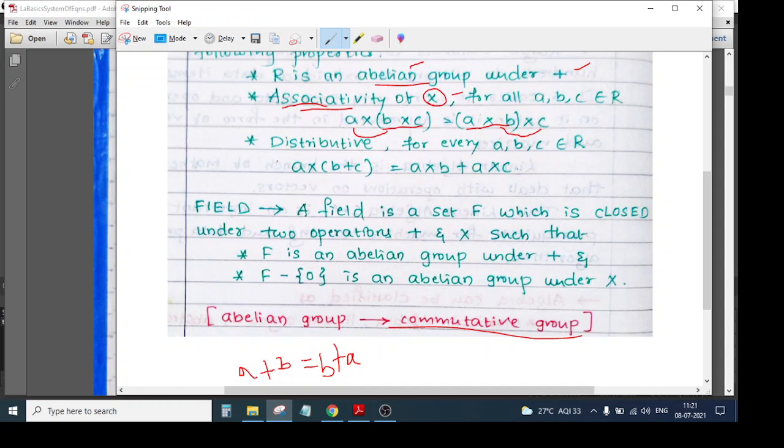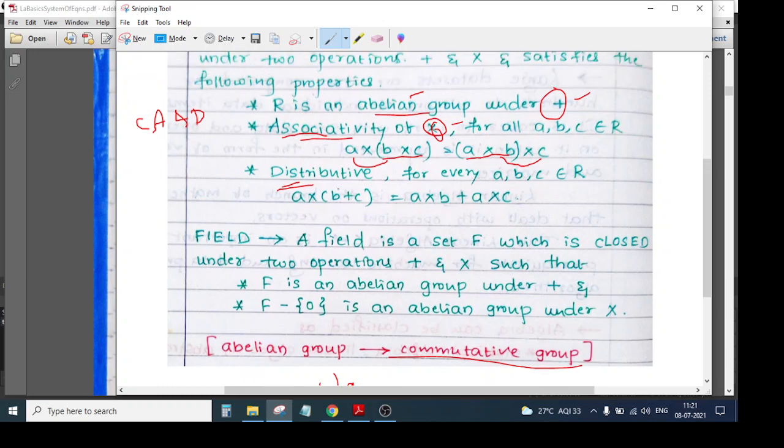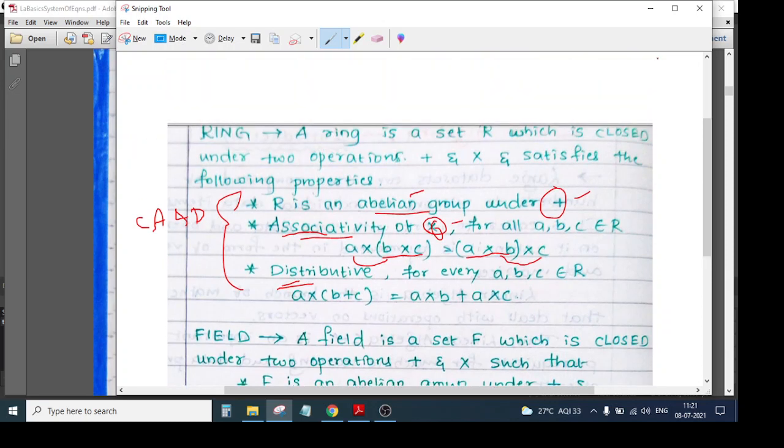Next, it should also follow the distributive law. I hope you know what the commutative law, associative law and distributive law are. Let's not waste much time on this. So first, it should be commutative under addition. It should be associative under multiplication and it should be distributive. If all these three conditions are satisfied and it is closed under addition and multiplication, then we call it a ring.